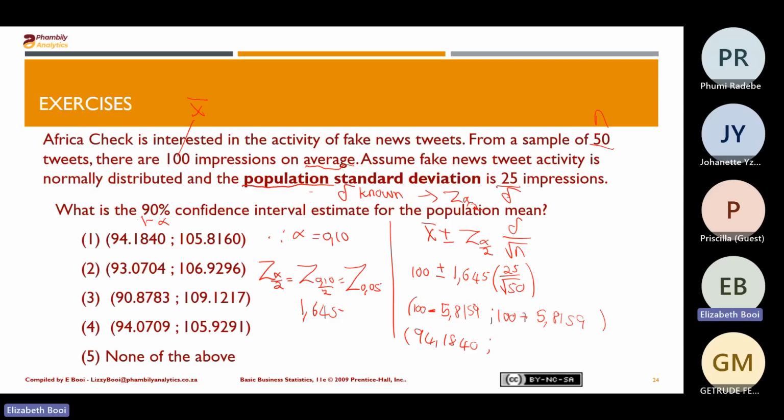And on the plus side, I get 105.8159. So the answer would be, do you also get the same? There is no response. Yes, Lizzie.